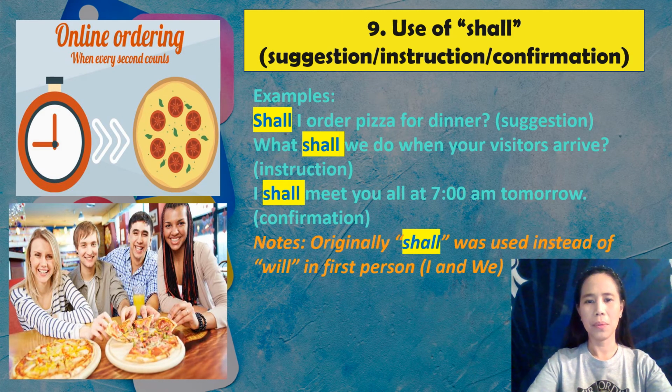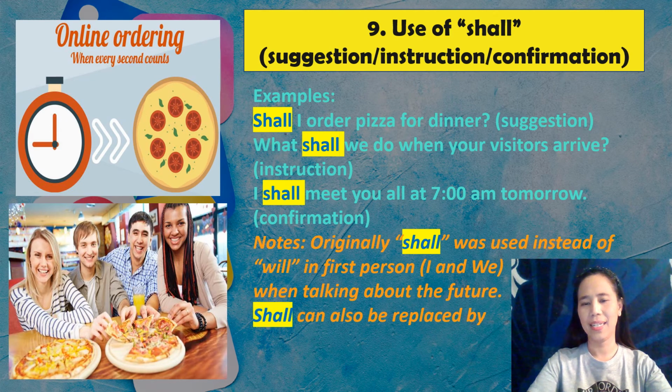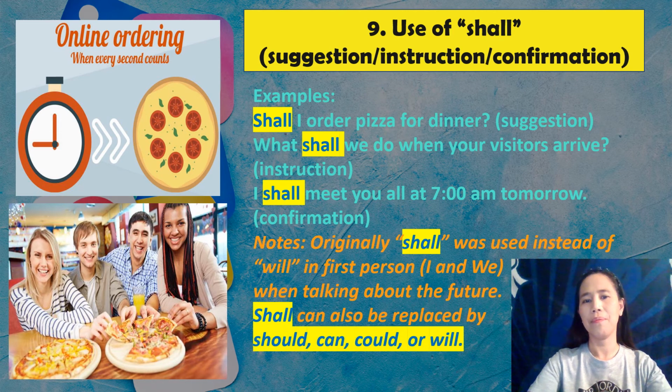So here's some notes. Originally, shall was used instead of will in the first person I and we, and when talking about the future. Shall can also be replaced by should, can, could, or will. So we can always use shall or should, can, and could or will in replacement for such a sentence. So that's it. Let's go to the next.